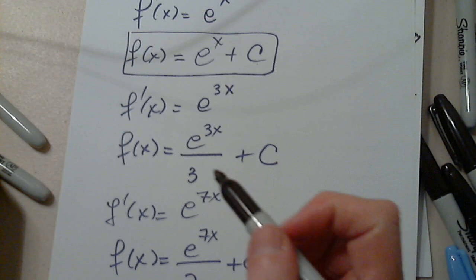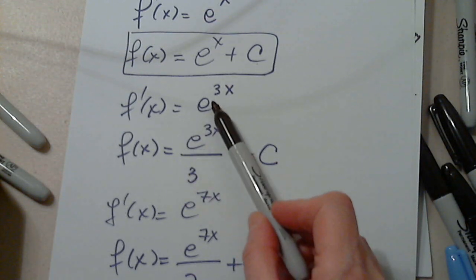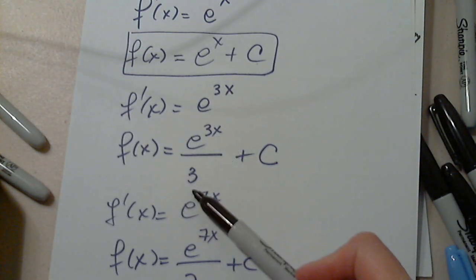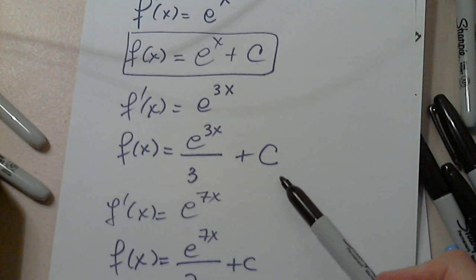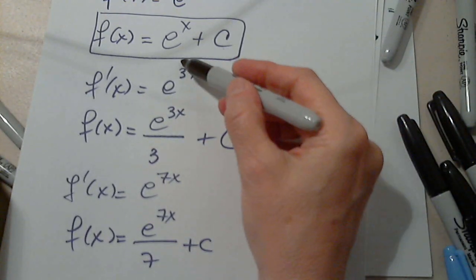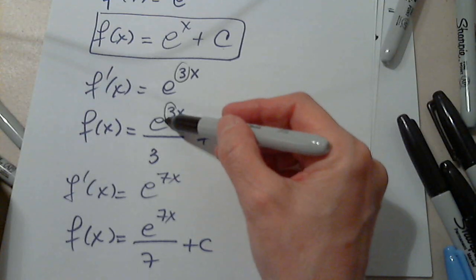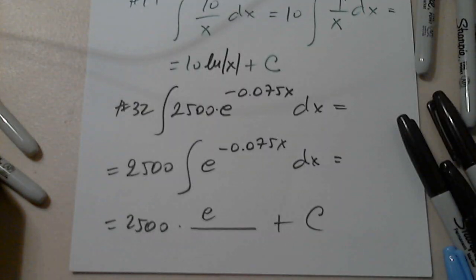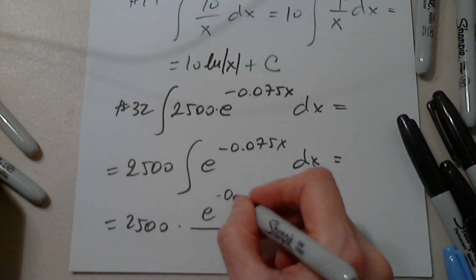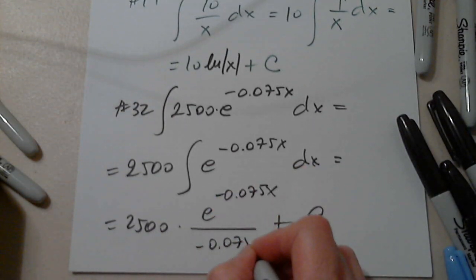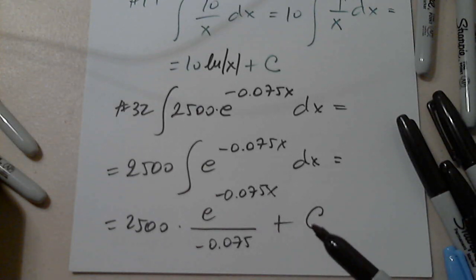E to 3x. It's e to 3x divided by 3 plus a constant c. So 0.925x. This is 3. Did we do anything to 3? No. So for e to the x it is not the same. E to the negative 0.075x divided by negative 0.075. Exactly. Now how come we didn't add a 1 to it?